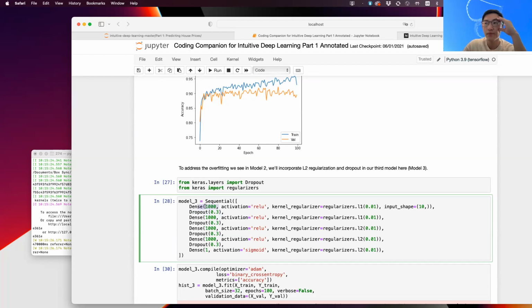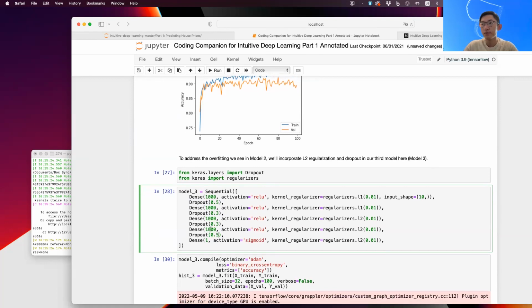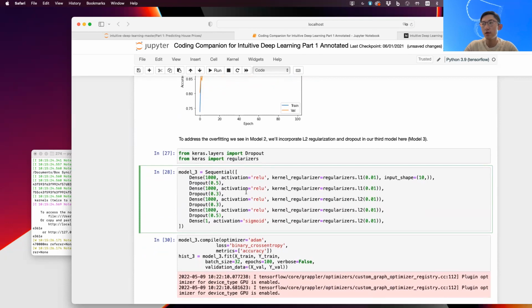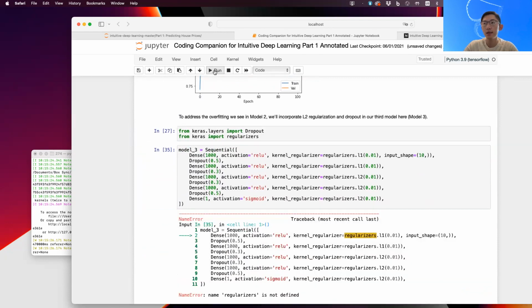So if in the previous layer you have 1,000 neurons, you randomly drop out 30% of those 1,000 neurons. That's also one way to do regularization. You only keep 700 neurons into the next layer, so it reduces the complexity of your model. This is a good way to do regularization as well. You can do 0.5 dropout or 0.3 dropout, something like that. So hopefully, with this regularization and the dropout, we should control the complexity of the model.